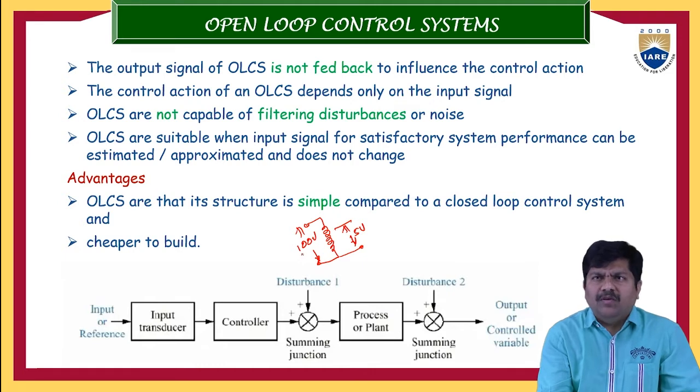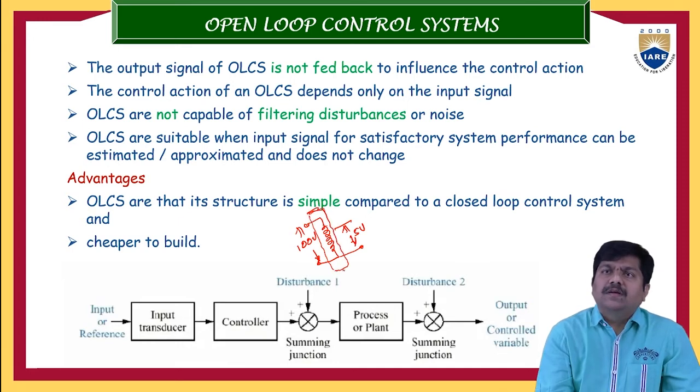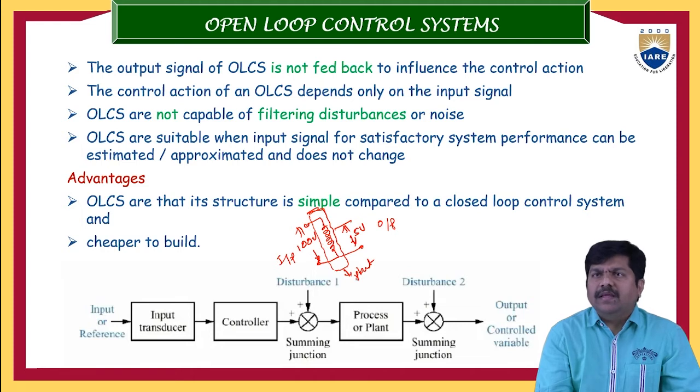If you have 100 volts, then it has to be brought down to the 5 volts level. What is the device? This is our plant, the process. This is the input and this is the output. I have selected 100 volts as input in order to achieve 5 volts. Now if this whole system is operated at higher temperatures, what happens?